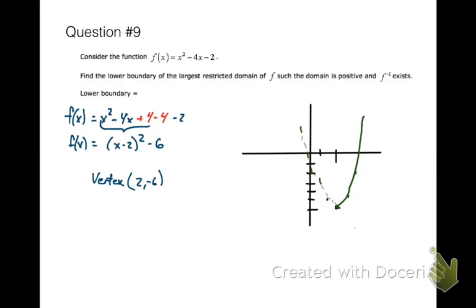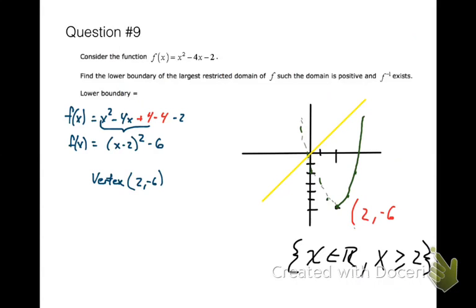I've dotted this left side for a reason, because this needs to be a 1-to-1 function if it's going to have an inverse. So I don't want that other part of the function there. Since I don't want this part of the function, I'm going to restrict the domain. So I restrict the domain to x is a set of all real numbers where x is greater than or equal to 2. And that comes from the x value of my vertex.